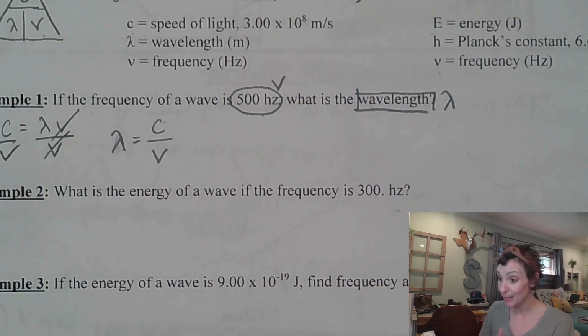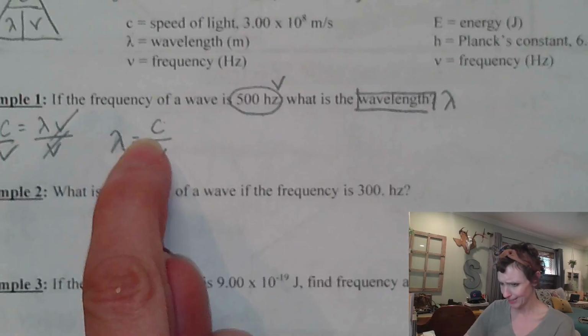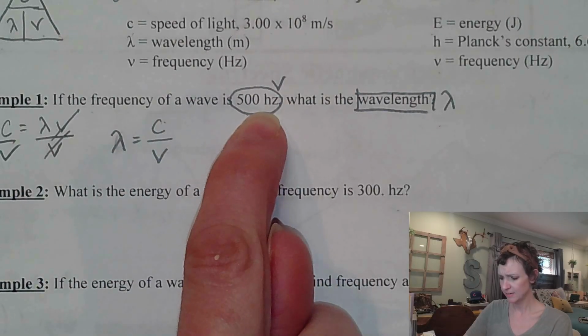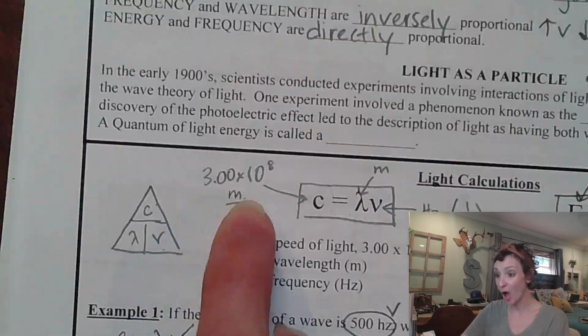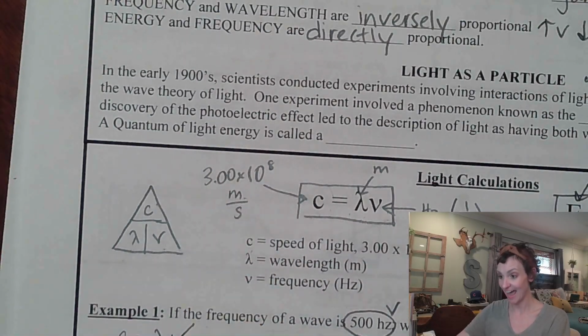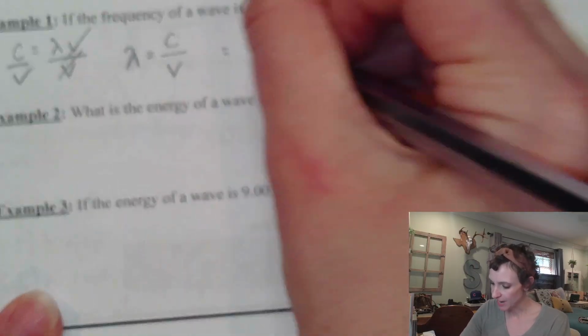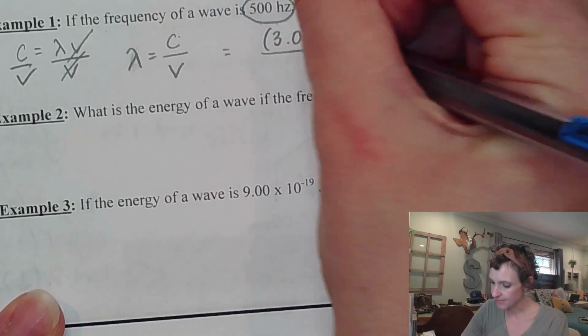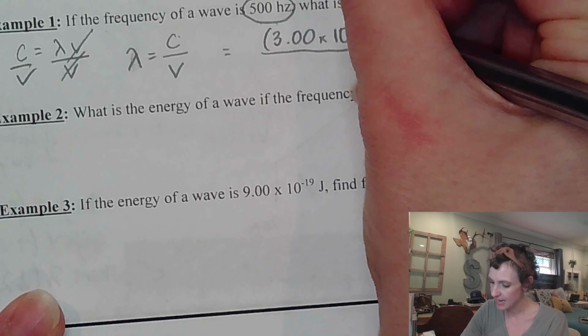Okay, so now we are ready to plug some things in. Apparently I got to plug in a C and I got to divide it by a V. Well, I got a V. What is the C? Speed of light. Always that number. So we're going to go over here and we're going to be like, yay, I love this. We got 3.00 times 10 to the 8th.